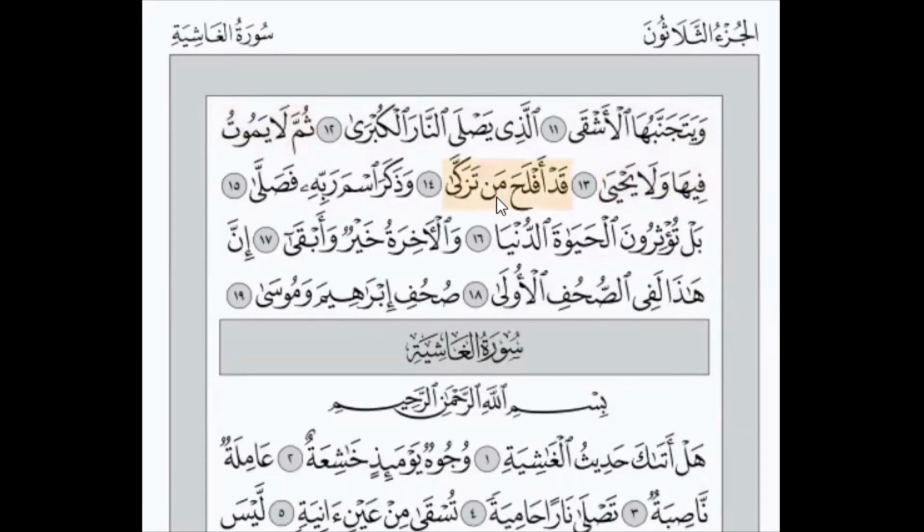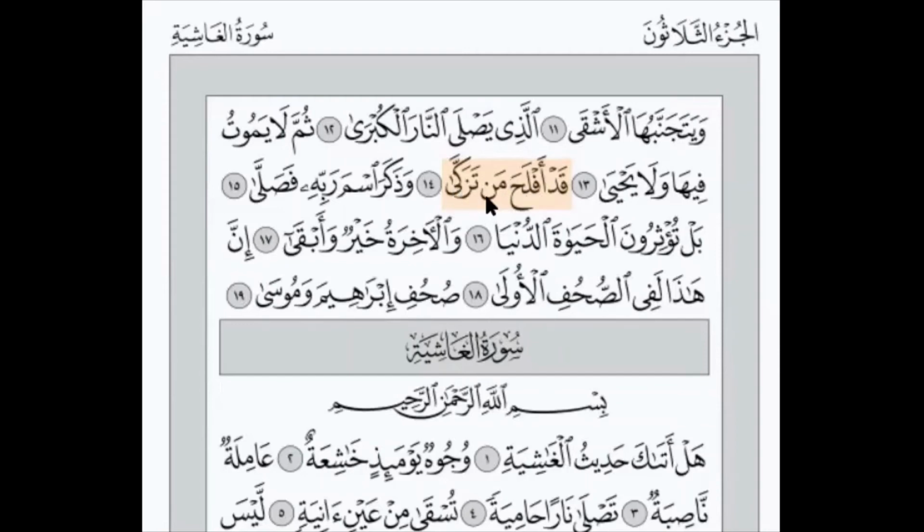قد أفلح من تزكى. Here we have qaf with a fatha. It is heavy on the second scale. The dal is a qalqala letter because it has a sukoon. So we say qad, qad. Aflaha, there's nothing to be said there.